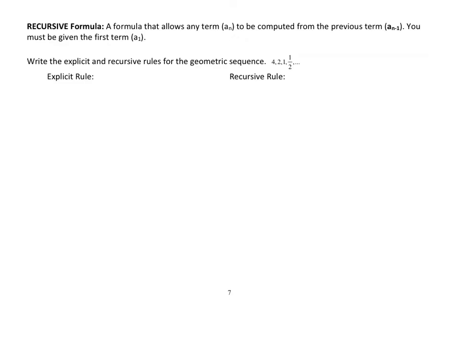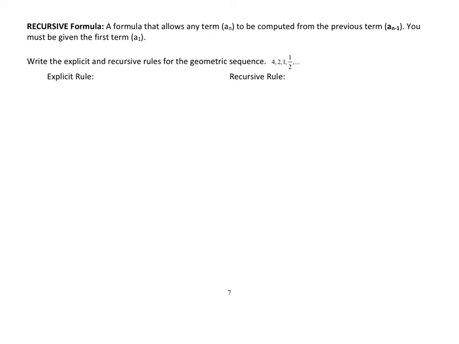In this video, I'm going to start by looking at the recursive formula for a geometric sequence. And here we're given a geometric sequence. But first of all, let's look at the definition. This is a formula that allows any term to be computed from the previous term. And the first term must be given. So here, write the explicit and recursive rule.